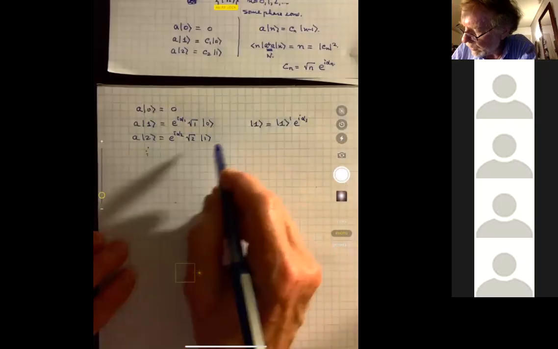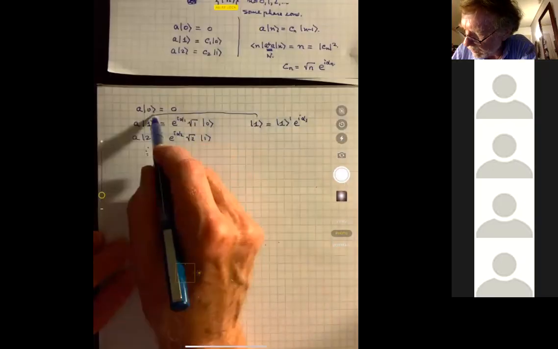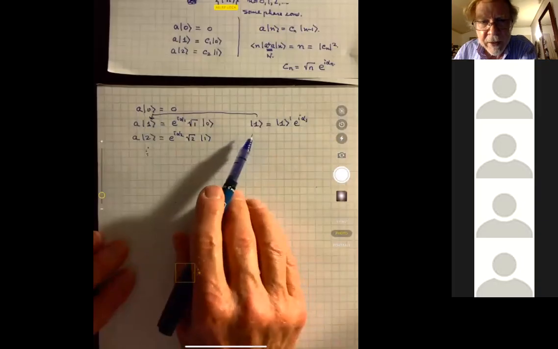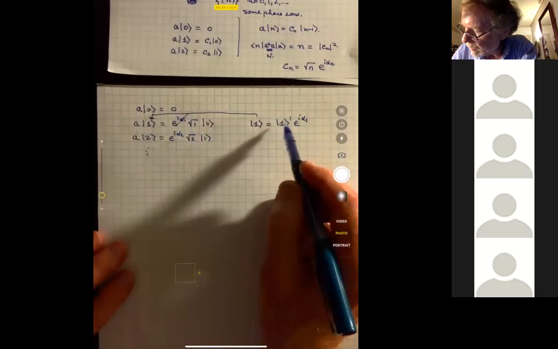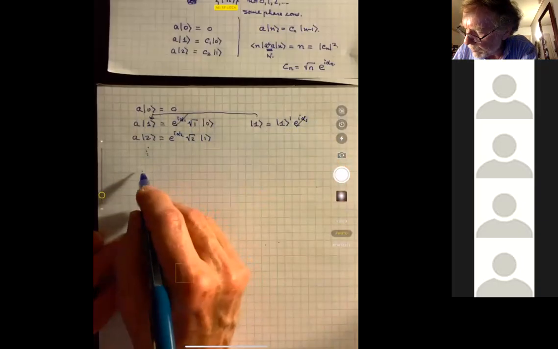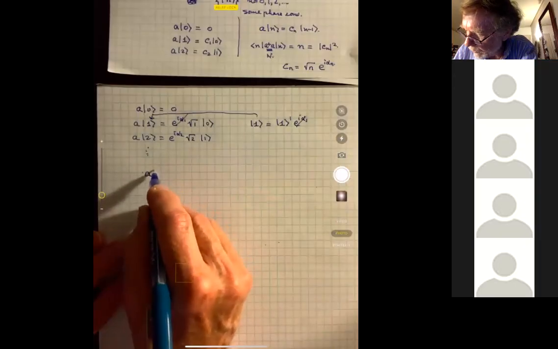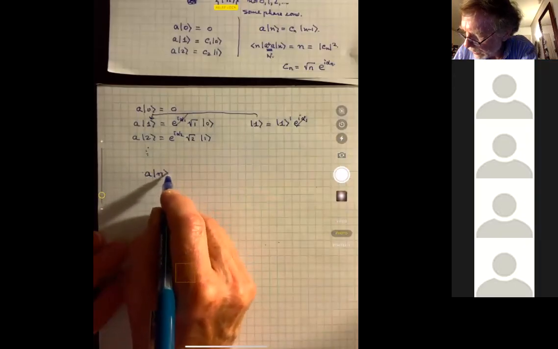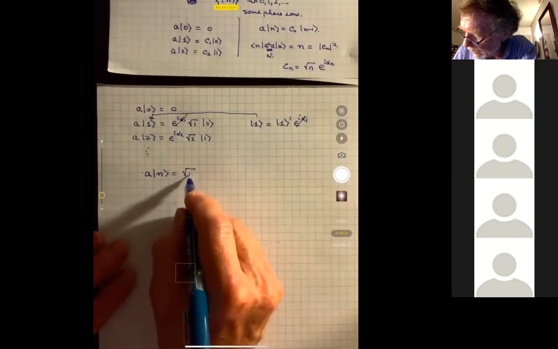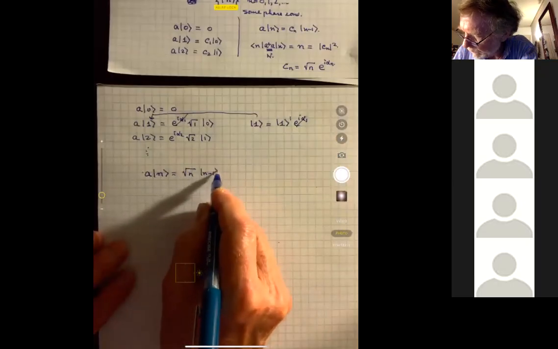And I think you can see that if I substitute this in over here like that, then I can cancel the e to the i alphas here. And then if we drop the primes, what we get is the formula that you know and love very well, which is that A acting on n gives me the square root of n times n minus 1.